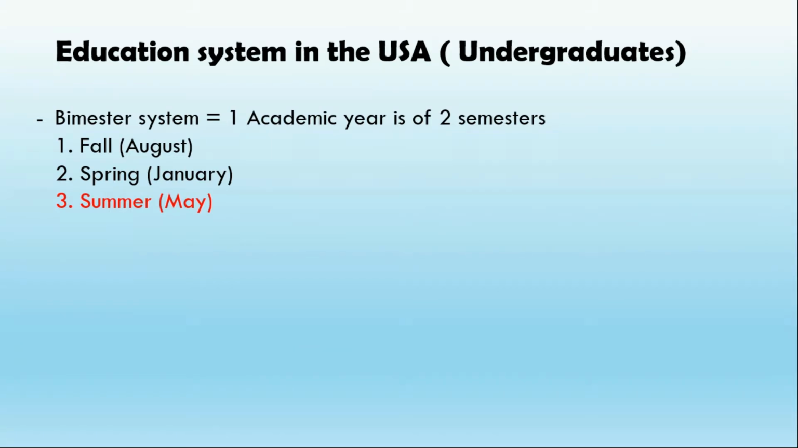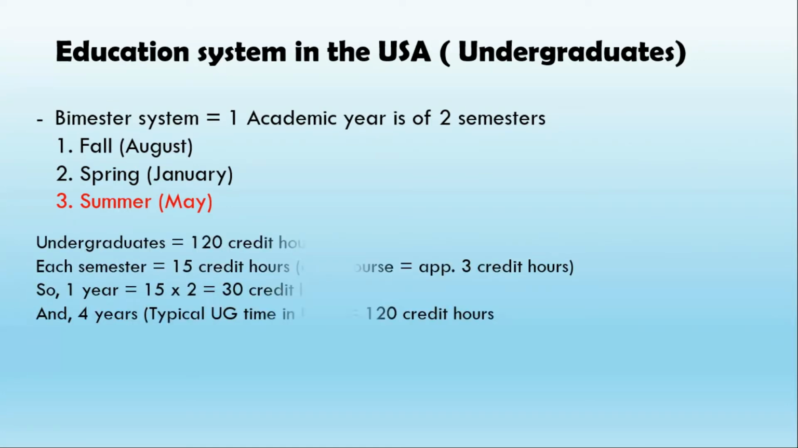So the first one is the fall, which is the major intake that usually falls in August. And the second one is the spring that usually starts from January. And finally is the summer that starts from May. And to complete your undergraduate, you have to take at least 120 credit hours. Once you complete 120 credit hours, you will complete your undergraduates.